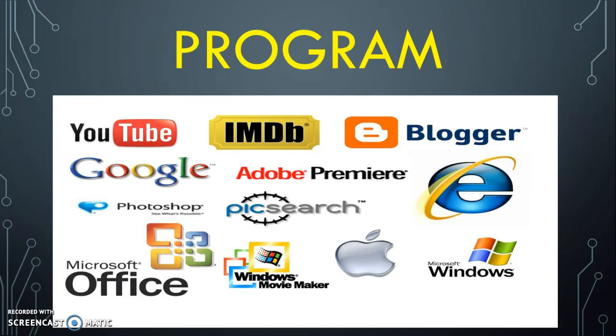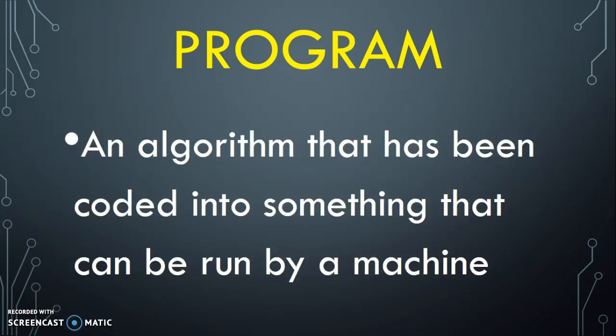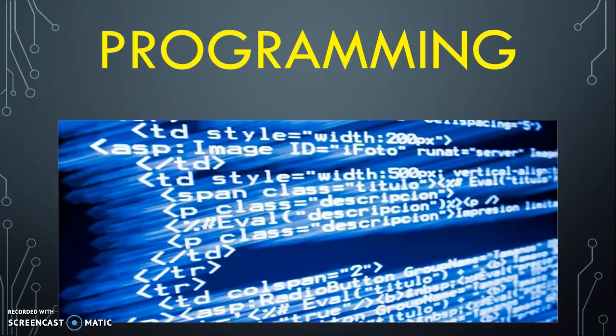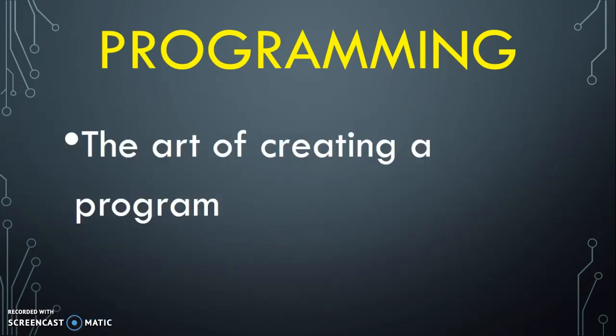Program. On the screen you see several of the computer programs that you're familiar with. So the definition I want you to write is an algorithm that has been coded into something that can be run by a machine. Next you have programming, which is the art of creating a program.